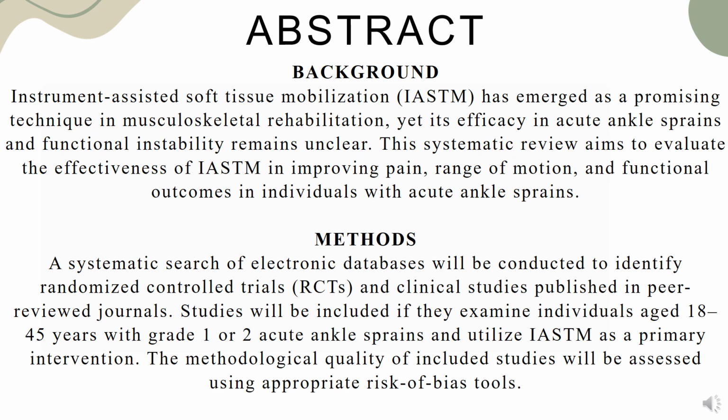Methods. A systematic search of electronic databases will be conducted to identify randomized controlled trials and clinical studies published in peer-reviewed journals. Studies will be included if they examine individuals aged 18 to 45 years with grade 1 or 2 acute ankle sprains and utilize IASTM as a primary intervention. The methodological quality of included studies will be assessed using appropriate risk of bias tools.